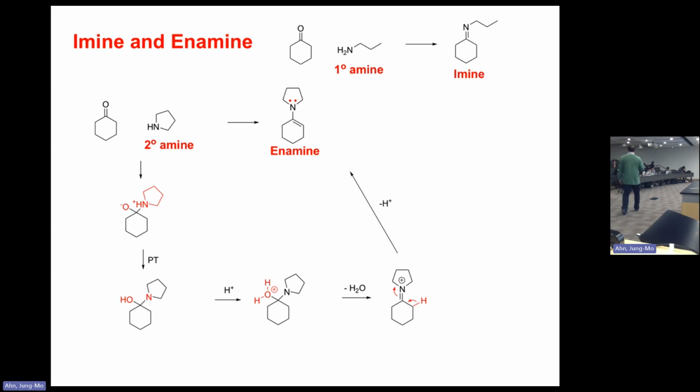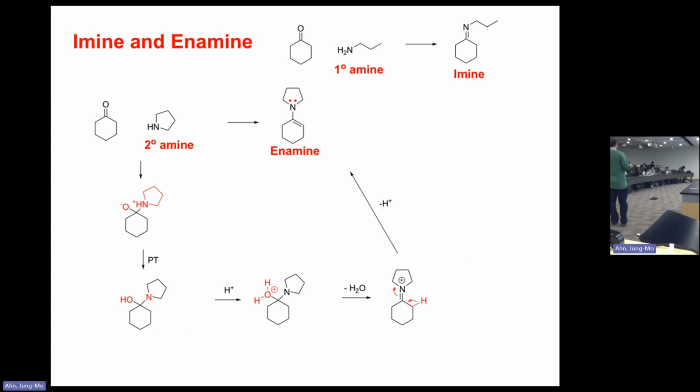It's a mixed word. Ene means a double bond, and amine is an amine. So it's called the enamine. So when you're using a secondary amine with ketones and aldehydes, you get an enamine, not the imine. I mean, the imine gets formed, but it gets processed to give the enamine. An imine doesn't do that because the proton there goes away, and then you can neutralize without using this hydrogen. So you don't get to make an enamine with a primary amine. You can only make an enamine with a secondary amine.